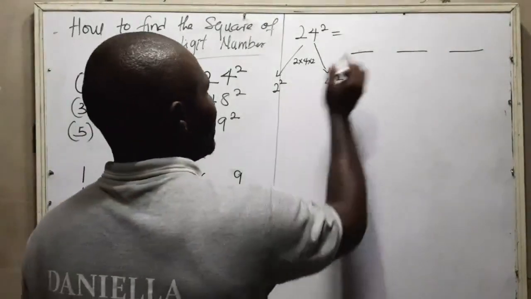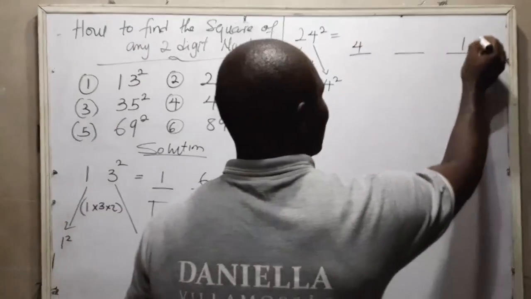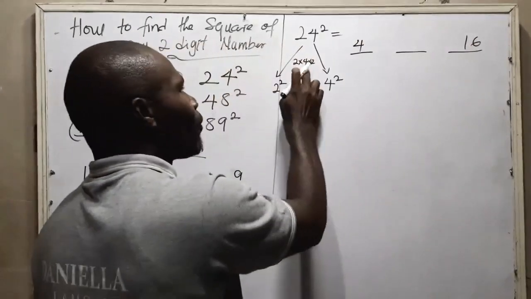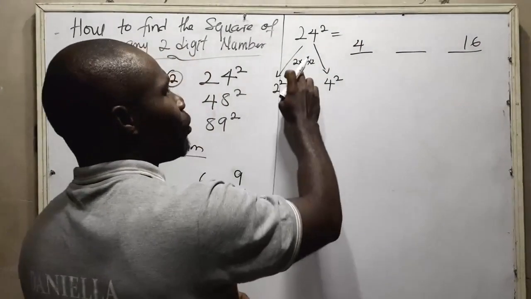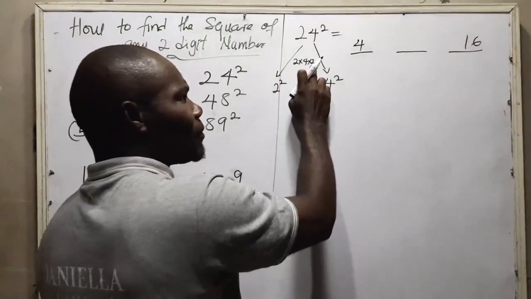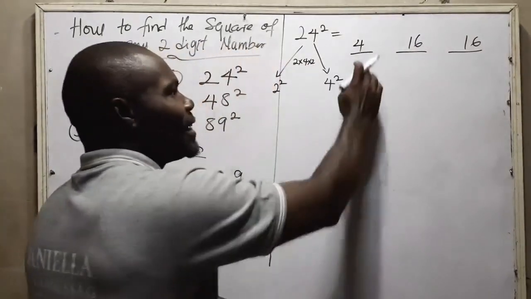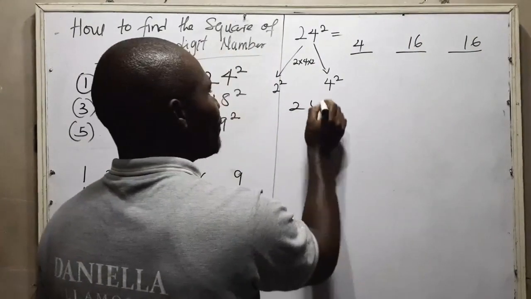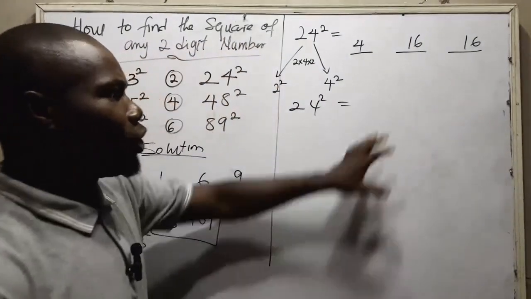So the first one is 4. The second one is 16. So 2 times 4 times 2 surely gives you 16. It is 2 times 2, which is 4, times 4, surely gives you 16. So now, this is not the answer. 24 squared is not this. So what is the logic to now use here?